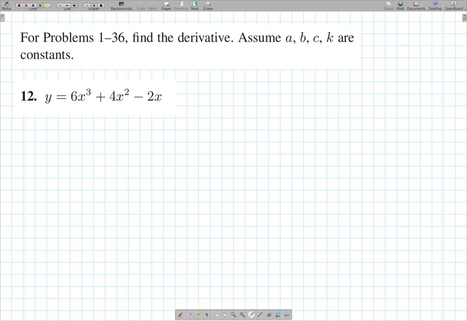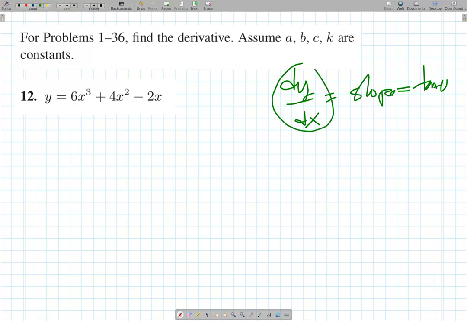So given this equation, y equals 6x cubed plus 4x squared minus 2x. In finding the derivative, if you look at the equation, we are looking for dy over dx. As I've said, dy over dx is actually the slope, or sometimes that is tangent theta. So how will you find dy over dx given this equation? We have to derive both sides. Derivative of y is dy, derivative of x is dx.